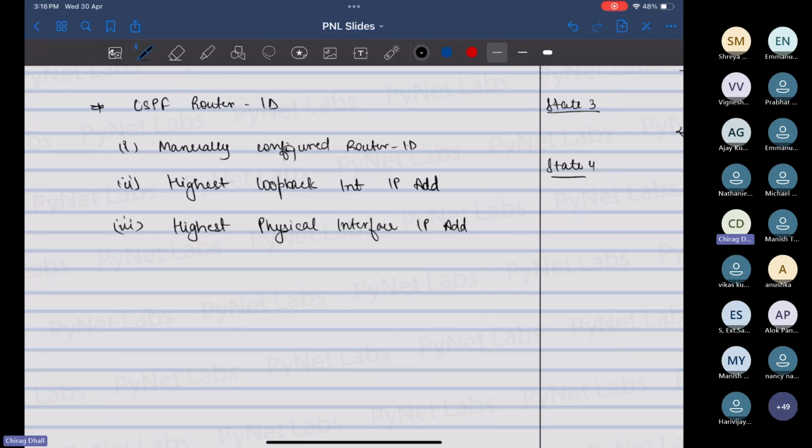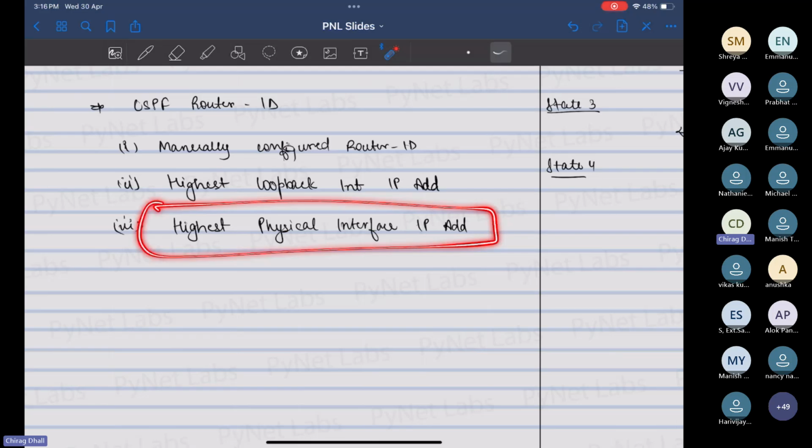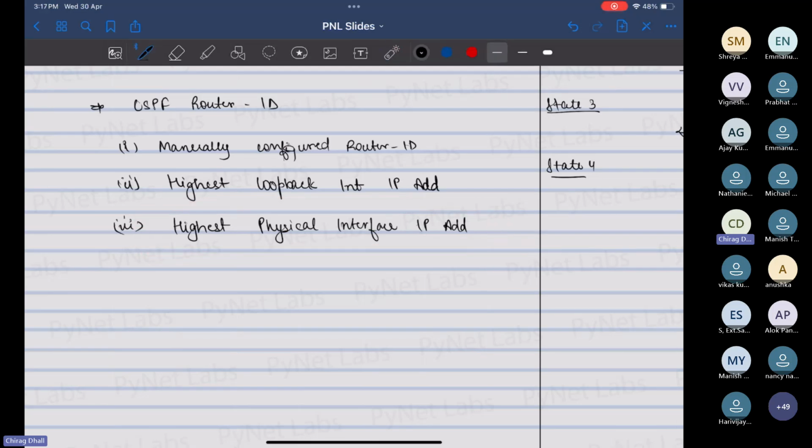If we put a manual router ID configuration, we will consider that as the router ID of that router. If there is no manual configuration, we try to find the highest loopback IP. If loopback is also not there, then we jump on to the third thing, which is the highest physical interface IP address. This physical interface needs to be active. So I can say the highest active physical interface IP address. If the interface is down, we will not consider it as our router ID.